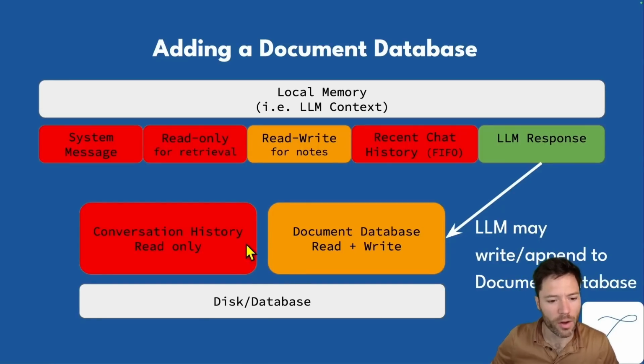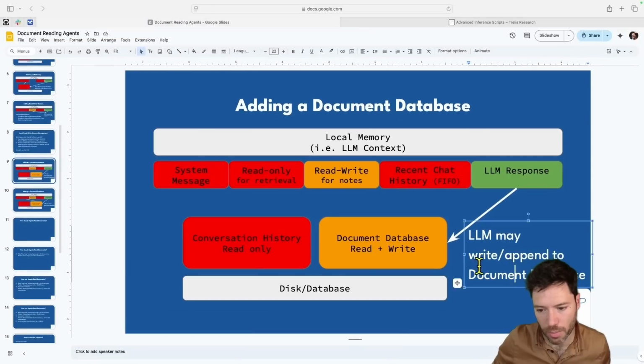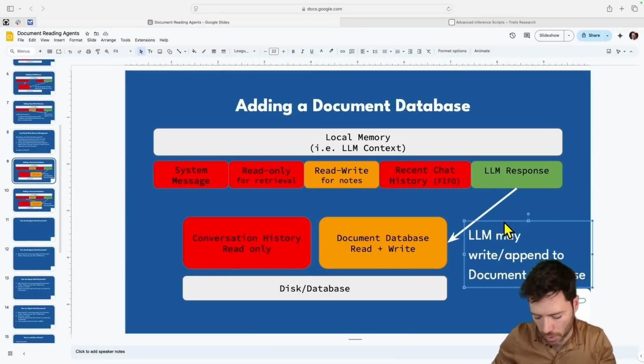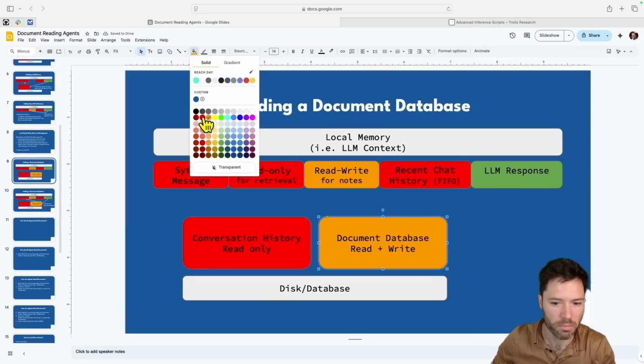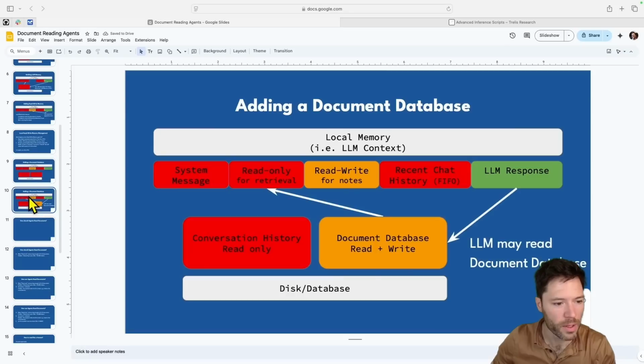Now, while the conversation history is automatically populated from the recent chat history, the document database is something that we will have to populate ourselves before running the agent. We will, in other words, upload or process documents to be stored in a certain format within this database that I'm going to describe in a little bit. While in principle you could have the LLM write or append to the document database, we're going to make this a read-only database. So the LLM will be able to make queries, but we're not going to allow it to write in the first place.